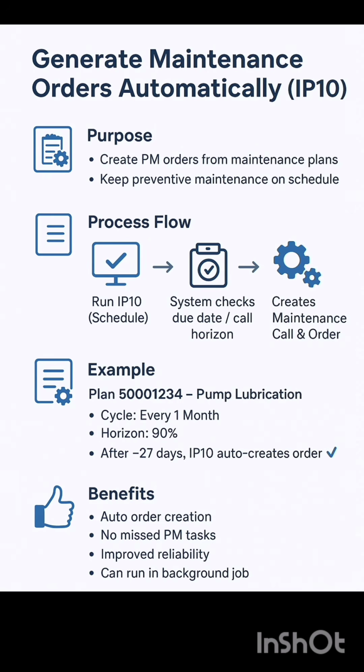In benefits, the auto order creation is done. There is no missing of PM tasks. Reliability is improved and you can run in background job. So this is the first purpose of IP10 transaction in generation of maintenance orders.